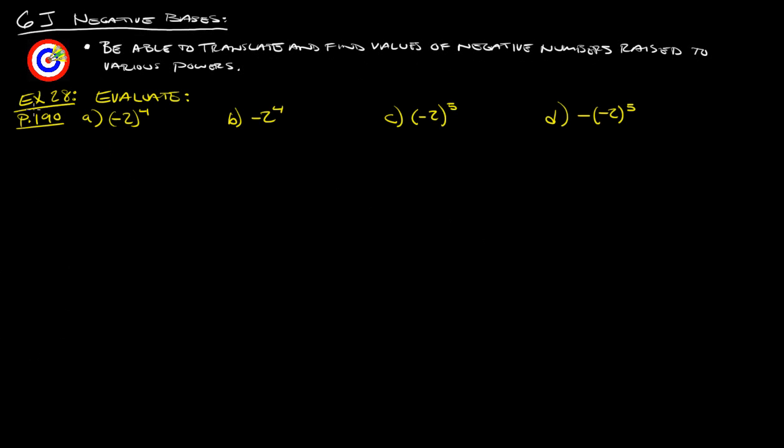So, first one, let's take a look at example 28 from page 190. It says to evaluate all these things here. First one they have is negative 2 to the fourth power. So what this really means is, if you were to write this all out, not that you have to, but just so that you know what's going on, we take negative 2, and we're really writing it 4 times, right? So it's negative 2 times negative 2 is 4. Negative 2 times negative 2 is also 4. And when you go 4 times 4, it's 16, right?